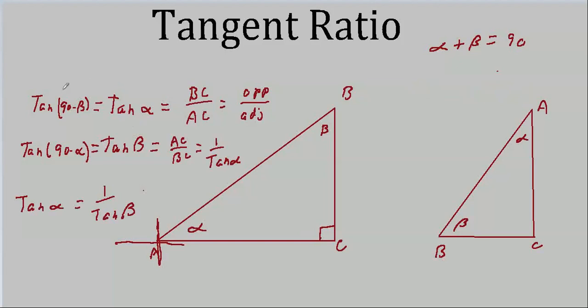So here's another little fact. We take 90 minus beta, that's the same as the tangent of alpha, and of course vice versa. The tangent of 90 minus alpha would be the same as the tangent of beta, because 90 minus alpha is beta. But what does that mean? Tangent of beta is 1 over the tangent of alpha, so we can go from here to here and have that the tangent of 90 minus alpha is 1 over the tangent of alpha.